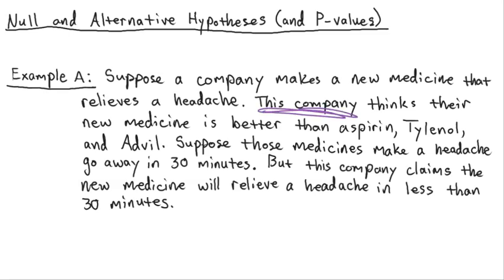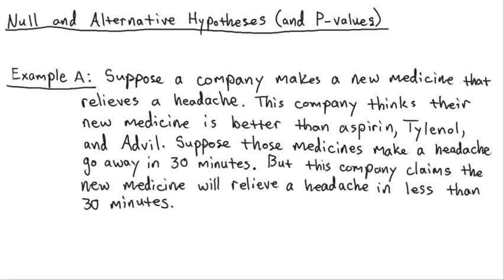Now, this company that is making the new medicine thinks that their new medicine is better. They think it's better than aspirin, better than Tylenol, and better than Advil. Now suppose that those medicines, aspirin, Tylenol, and Advil, make a headache go away in about 30 minutes. We call that an industry average. Let me clarify that this is a fictional situation. I'm making this up. I don't know what the real number is.